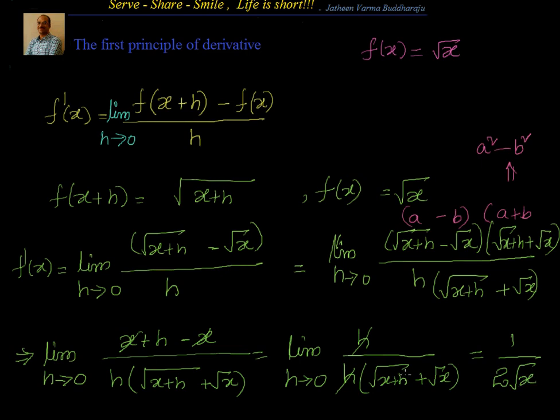So the derivative of square root of x is equal to 1 by 2 root x, or can I say the derivative of x to the power of 1 by 2 is 1 by 2 x to the power of minus 1 by 2.